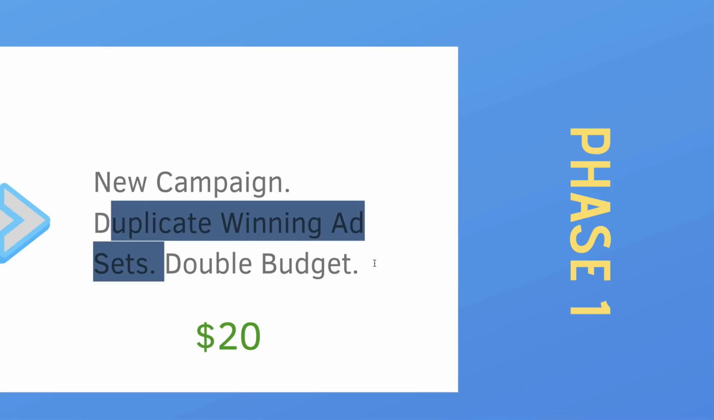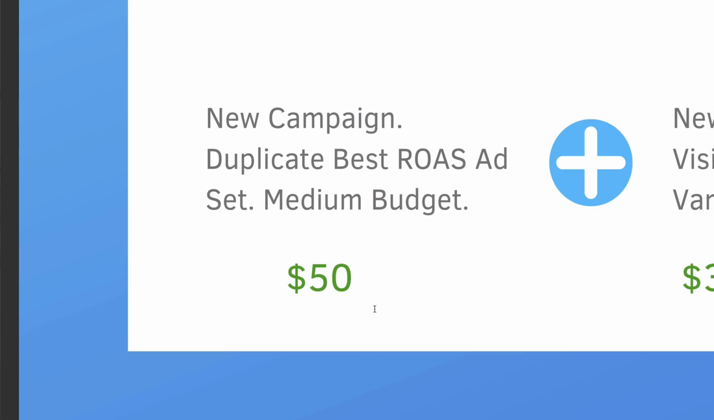So what I've done inside the scaling blueprint is I've divided things into phase 1, 2, 3, and 4, right? So this was the end of phase 1. So let's enter phase 2, what you're supposed to do next. Inside phase 2, what you have to do is create a new campaign, and you have to duplicate the best return on ad spend ad sets. So from those $20 ad sets, whichever got you the best return on ad spend, you duplicate that at a medium budget, again auto bid, and it is going to be a new campaign.